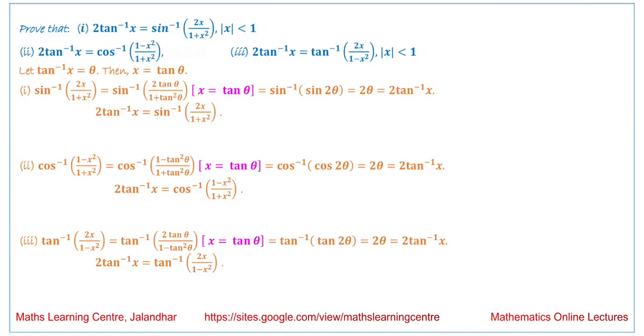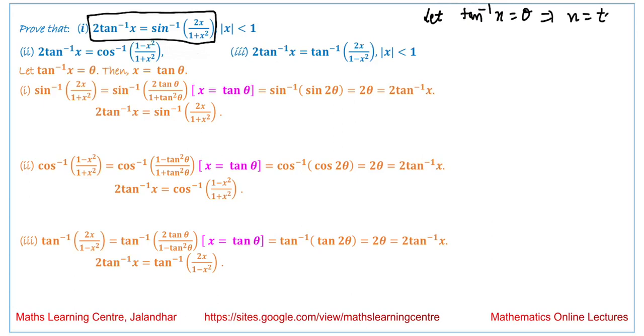Now the next result we have to prove is that 2 tan inverse of x is equal to sine inverse of 2x over 1 plus x square. So let tan inverse of x be equal to theta. This implies that x is equal to tan of theta. It is given that minus 1 is less than x is less than 1. This condition is given to us.